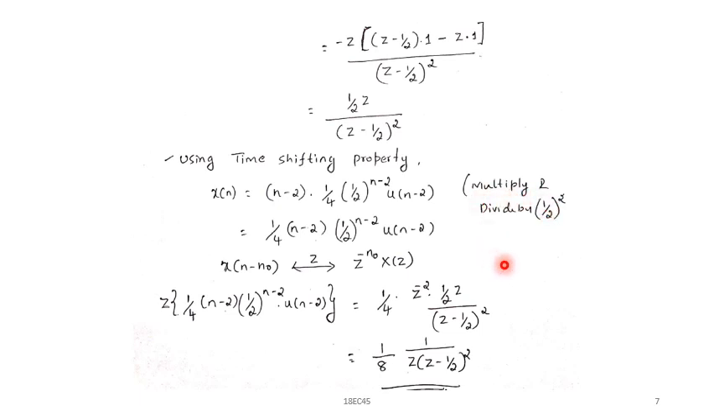So it's a problem which is related to the time shifting property, and here I used three properties. One is the scaling property, scaling in Z domain. The second one I used the differentiation property, and third I used the time shifting property. Directly also you can obtain the transform. At that time in the limit, because of this u of n minus 2, the lower limit will become 2 and upper limit will become infinity. You can solve by using that also.